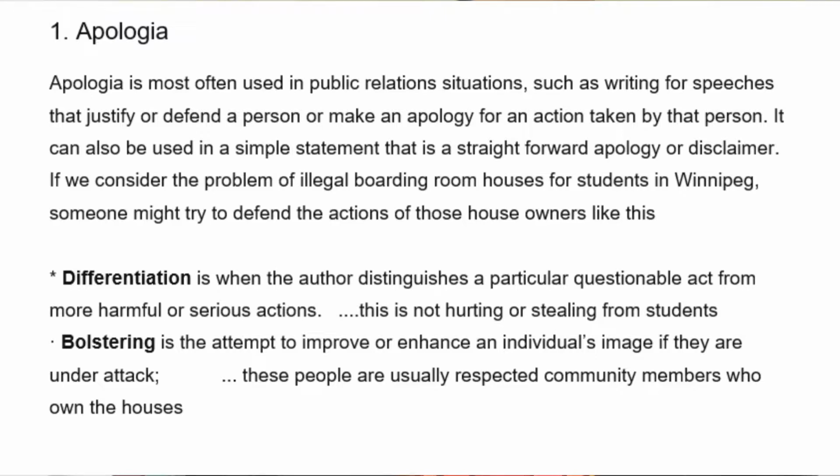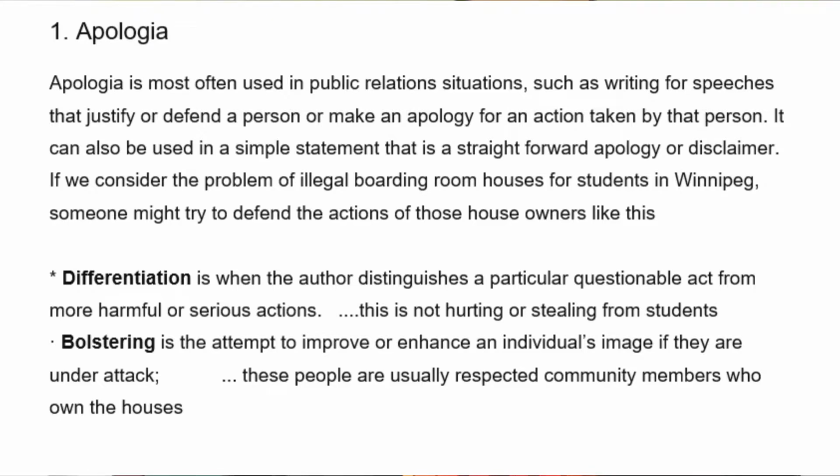If we consider one topic in Winnipeg, the problem of illegal boarding room houses has been a topic of discussion. You have some houses for students, especially close to the university, where many students live in that house, but it's not legal for them to live there because the house was not designed and built for that many people to live in it. So there's been a lot of controversy about that, but someone might try to defend the people who have the boarding room houses, or they want to defend the use of boarding room houses.